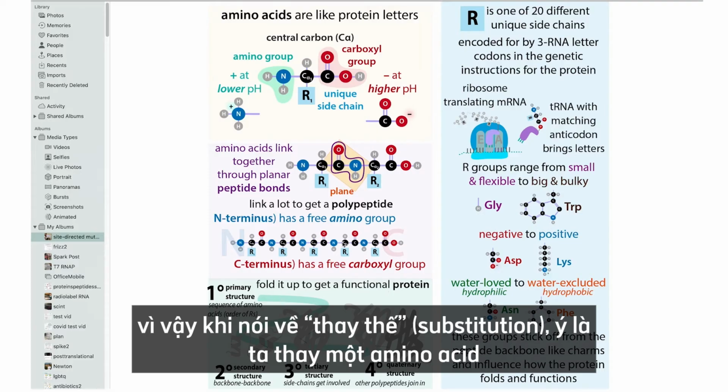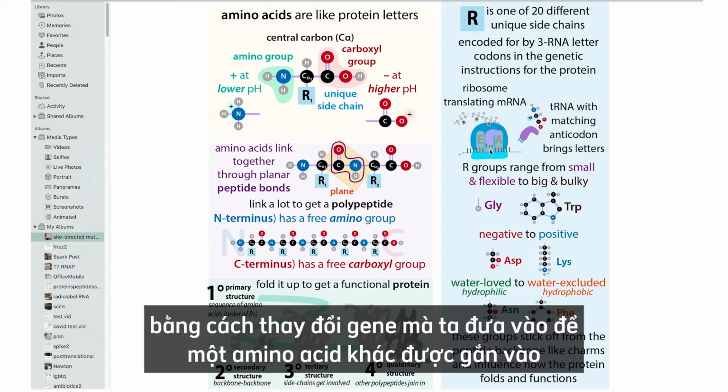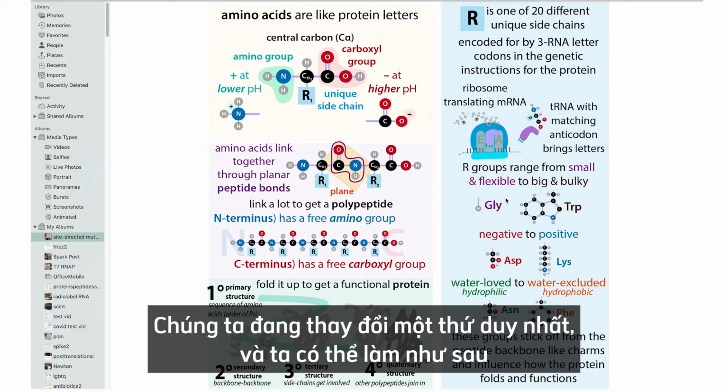So when we're talking about a substitution, what we're talking about is changing one of these amino acids to a different amino acid by changing the gene that we put in there, so that a different amino acid gets added. And so that's like a point mutation. We're changing a single thing. And so we can do this.